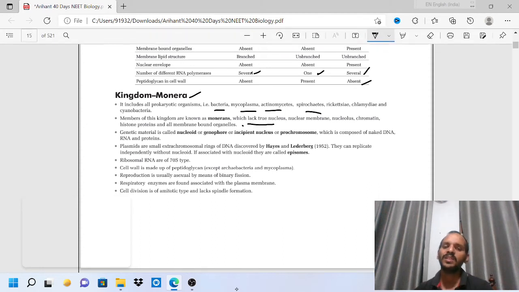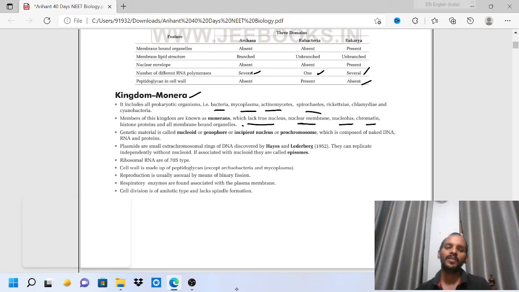It lacks a nuclear membrane, nucleolus, and chromatin, meaning histone protein, and membrane-bound organelles. Its genetic material is called nucleoid, genophore, incipient nucleus, or prochromosome. Ribosomal RNA is 70S type. There are two types of ribosomal RNA, 70S and 80S. So in Monera only 70S type of ribosomal RNA will be present.